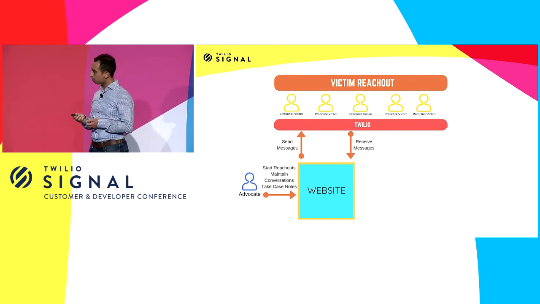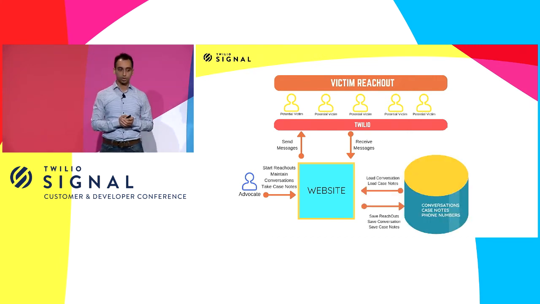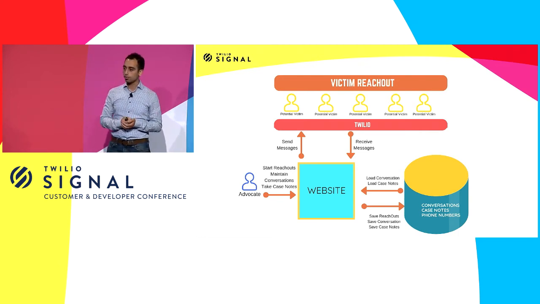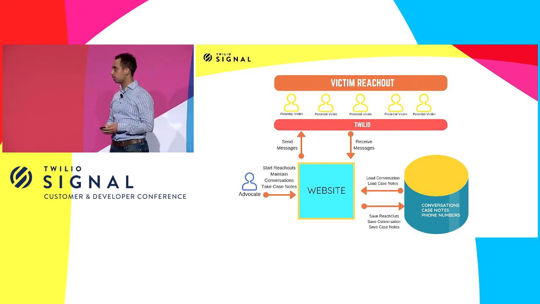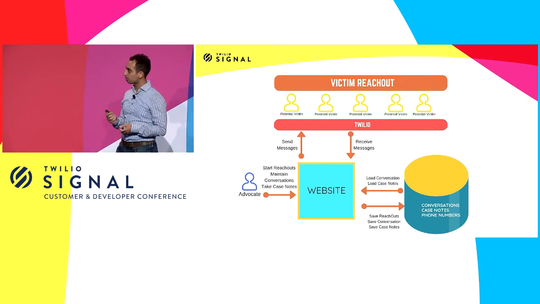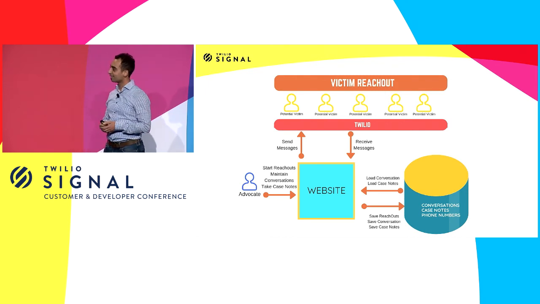As they start responding, we have a conversation UX on the website, so the advocate can log on and continue to have these conversations. They can write case notes. For example, this is where this person is at, this is what they need, or this person says right now is not a good time, maybe contact me in a week, something like that. Actually, recently I was speaking to one of the advocates, and they said that a trafficker wanted to get out of their life, actually. So yeah, that was interesting.